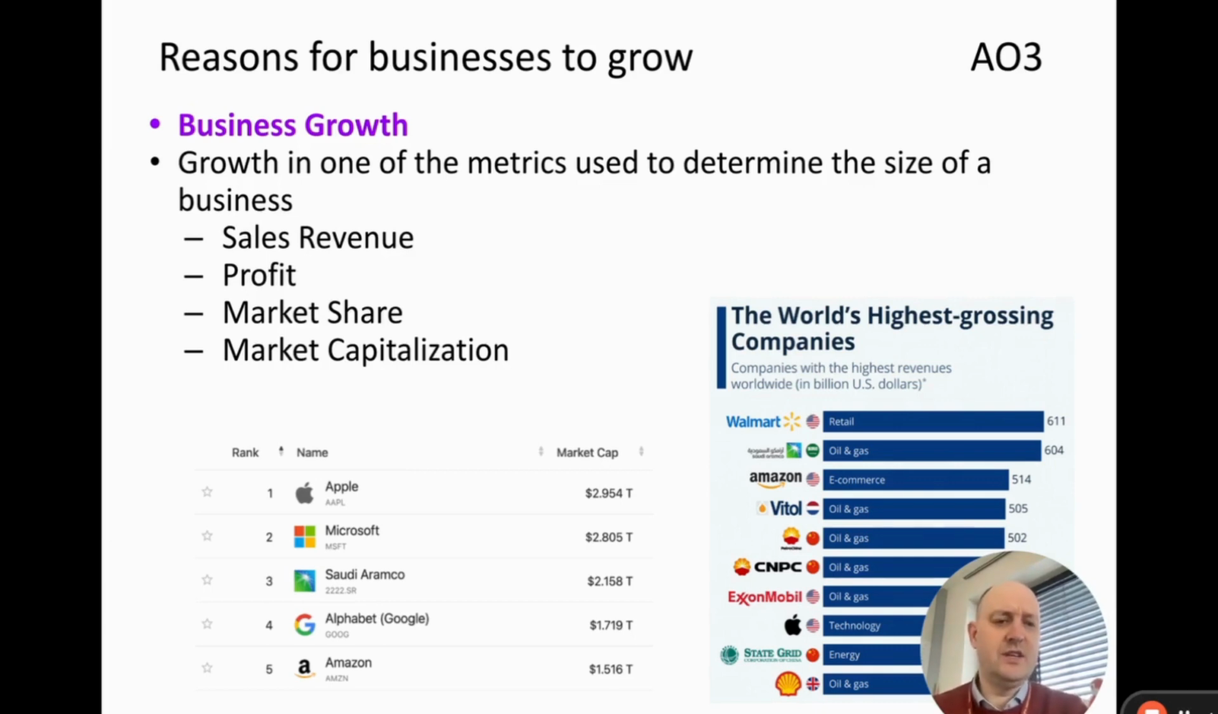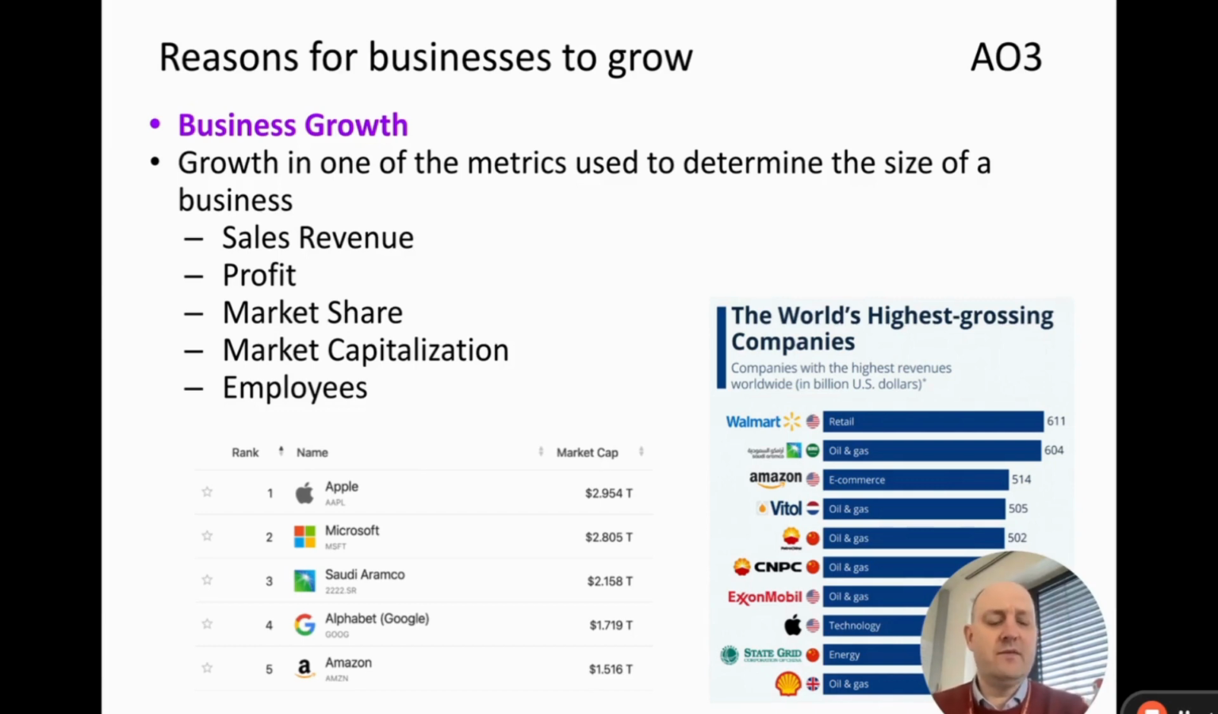Market capitalization is the value of the business on the stock market. So we can look at the price per share multiplied by the number of shares. It's often abbreviated to market cap. And in finance, we'll go into a bit more detail about what that means. And then also the number of employees.